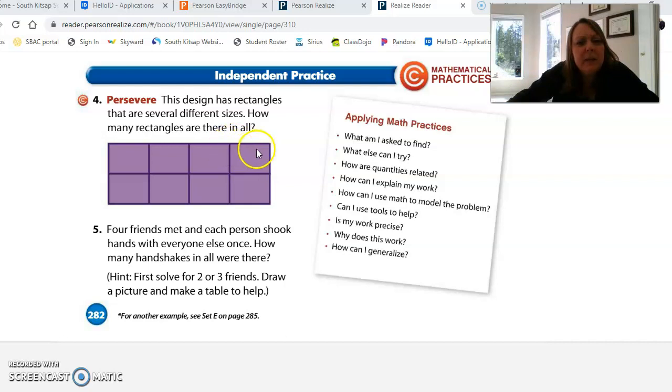Now, can this be considered a rectangle? A 1 by 2? Yes, it can. 6, so 7, 8, 9, 10 1 by 2s.